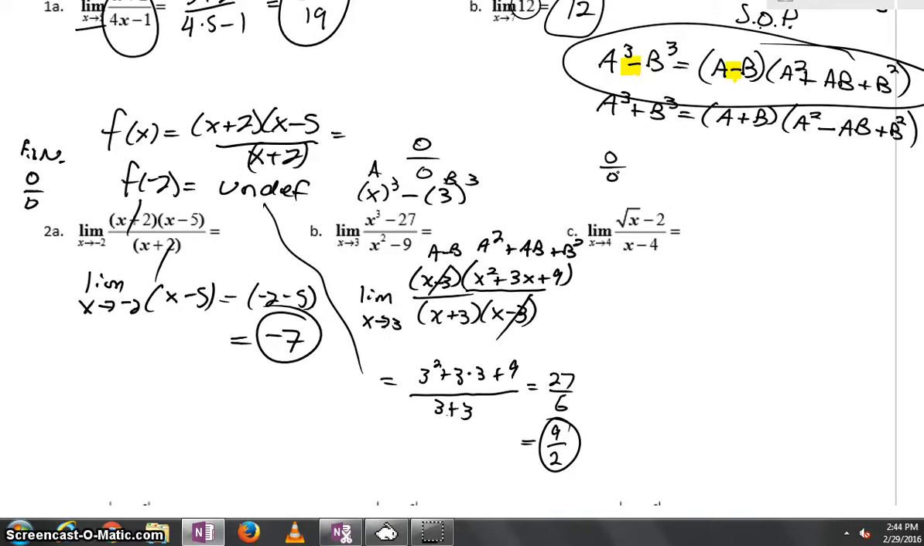Sometimes kids look at this and they're like, wow, I just don't know what to do. Actually, two different things you could do, to be quite honest. Does anybody have an idea? Yeah.